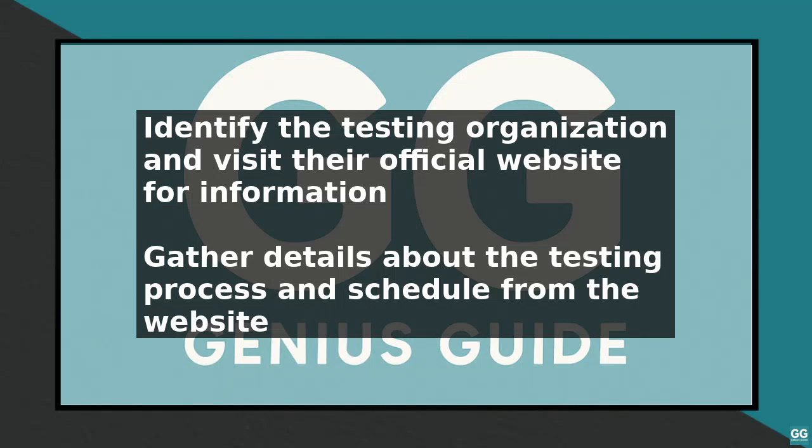To make an appointment for a written test in 2025, follow these steps. First, identify the organization or institution that will be administering the test and visit their official website to gather information about the testing process and schedule. Look for a section on registration or scheduling and read the instructions carefully.